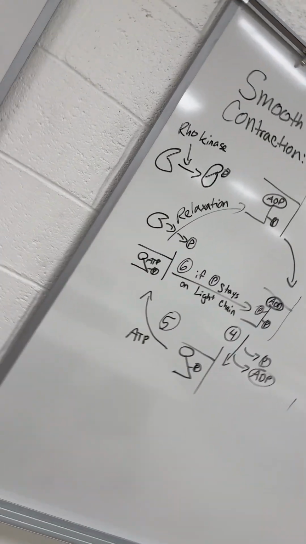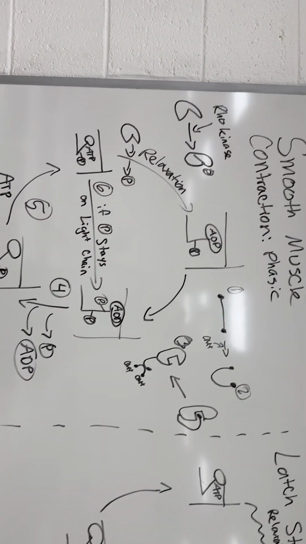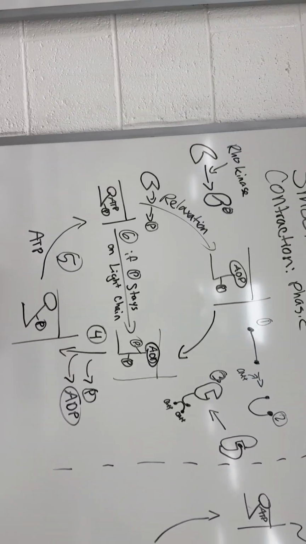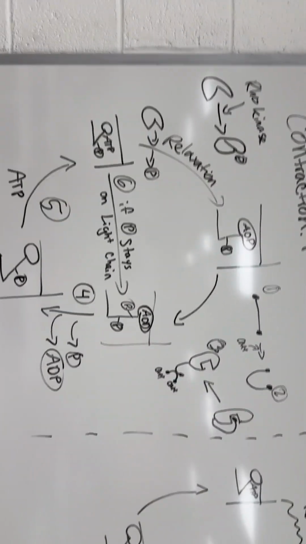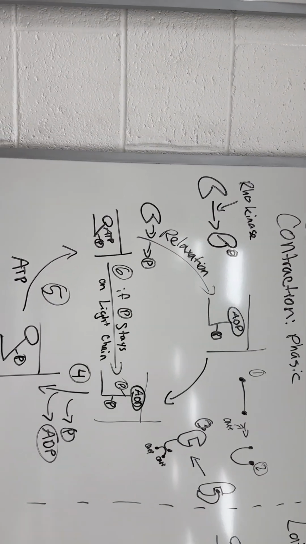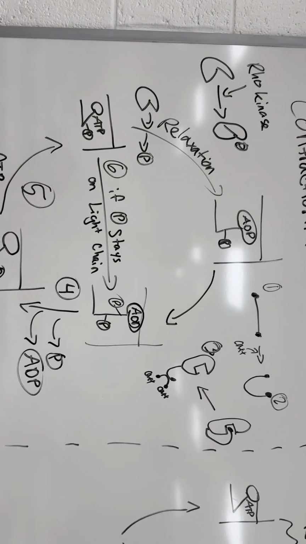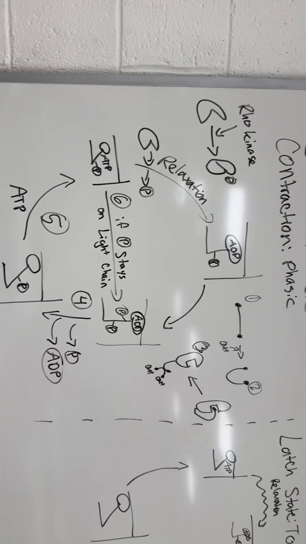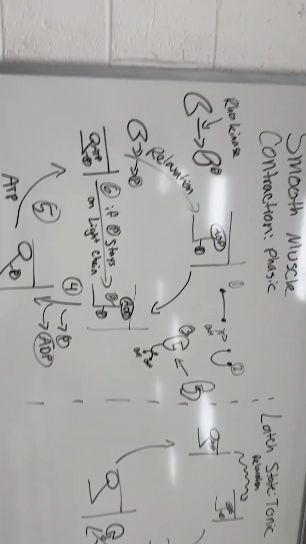Alrighty, so now let's go over smooth muscle contraction. In our phasic contraction, this is similar to skeletal muscle contraction. The difference between smooth muscle and skeletal muscle is that you don't have troponin to worry about. So we don't need calcium to move troponin out of the way, or to move tropomyosin out of the way via troponin.